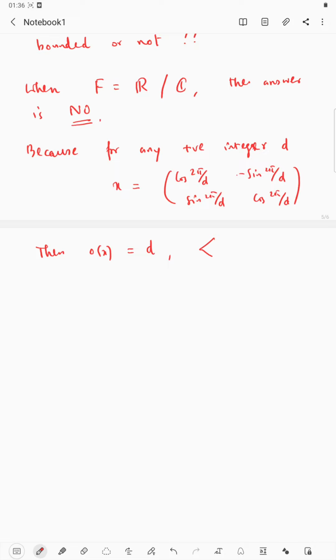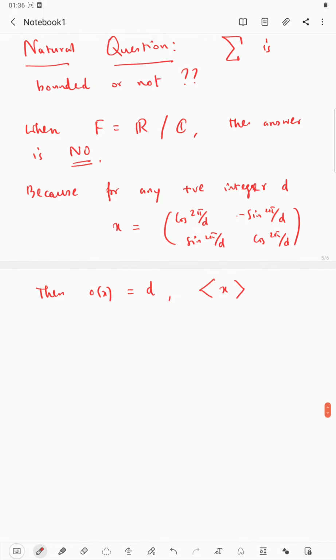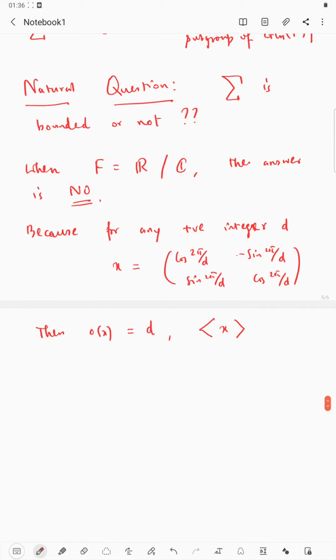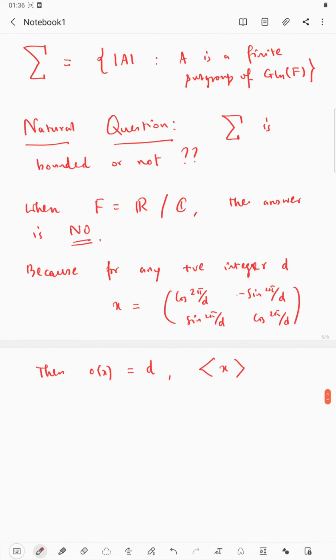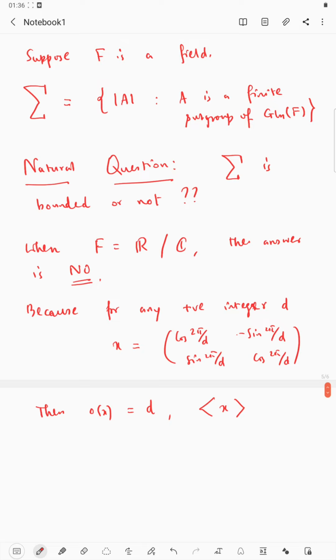So if we consider the cyclic group generated by x, this has order d. So for every positive integer d, we have a finite subgroup of GL_2(R) or GL_2(C). So in fact there is no upper bound for the cardinality of the finite subgroups of GL_2(R) or GL_2(C).